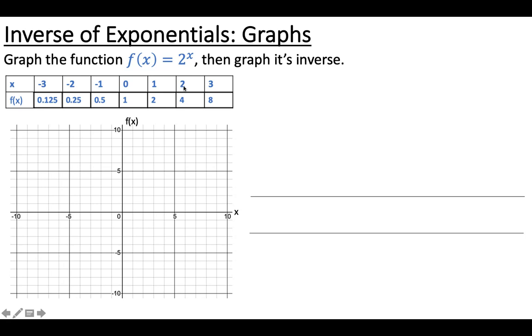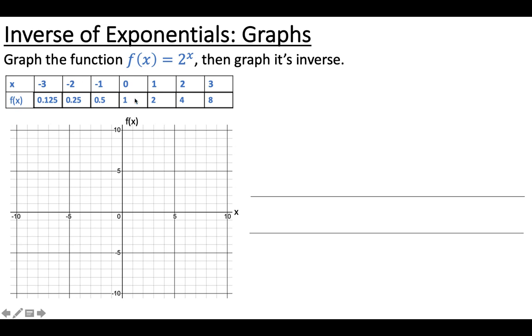If we put in 2 for the x spot, 2 with a 2 up here, that's 2 squared. 2 squared is 4, right? And if we put a 3 up here, that's 3 2's, 2 times 2 times 2, and that's 8. So I just took all of these x numbers and plugged them into the equation to get these numbers on the bottom. That's all I did, okay?